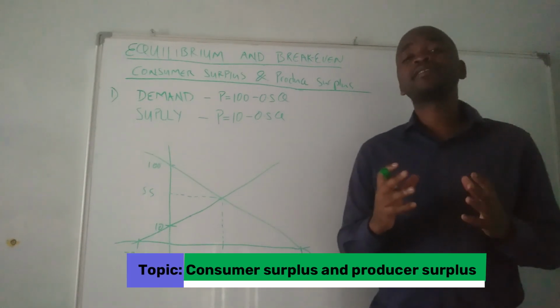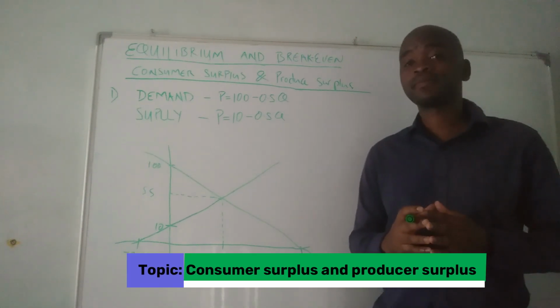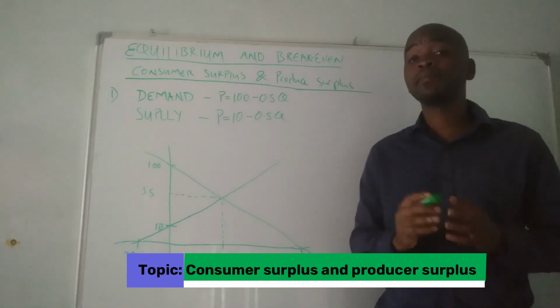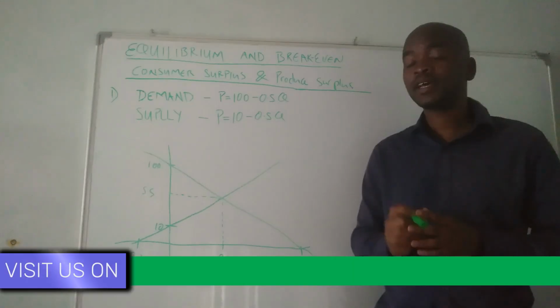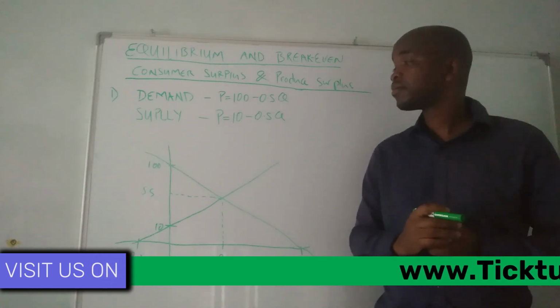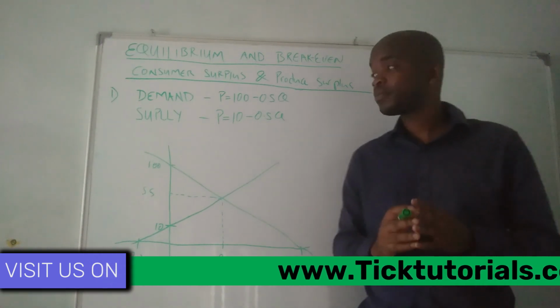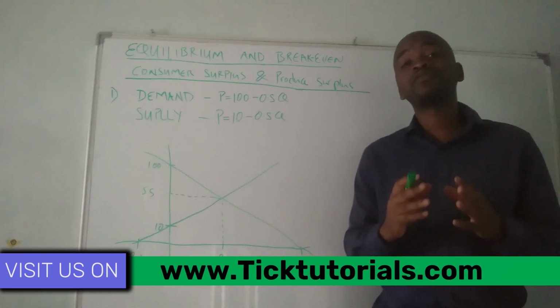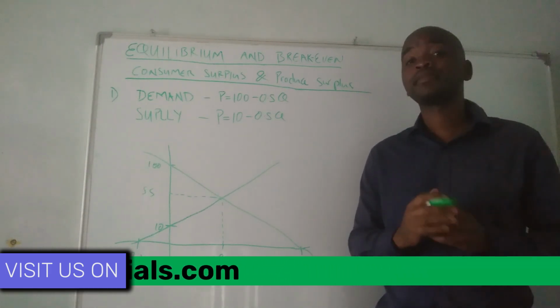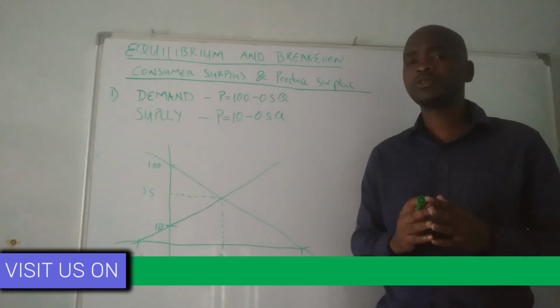Today we're going to look at consumer surplus and producer surplus. So we've been given the supply and demand functions. The demand function is P equals 100 minus 0.5Q, and our supply function is P equals 10 plus 0.5Q. Now, we've been told to find the consumer surplus algebraically and graphically. So I'm going to start by finding it graphically.